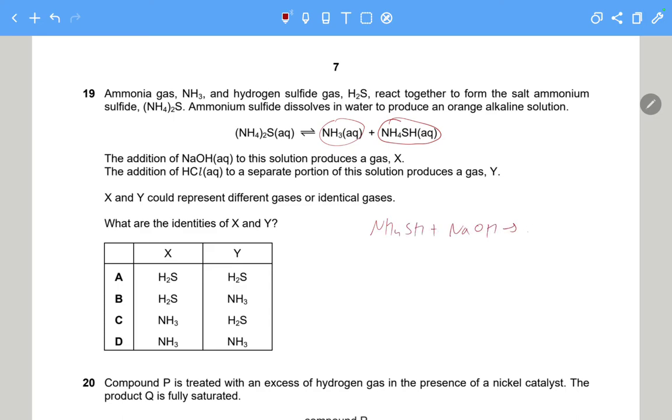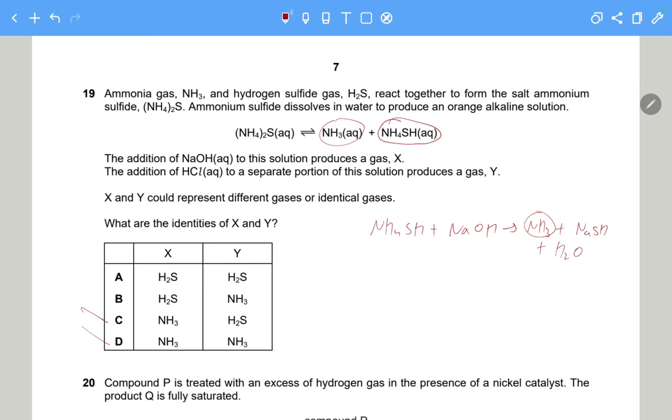So we'll write an equation for this reaction right away. NaOH gives NH3 plus NaSH plus H2O. And so we get that, and this gives a gas X, ammonia gas X. So this has to be option C or D. We already narrowed it down.